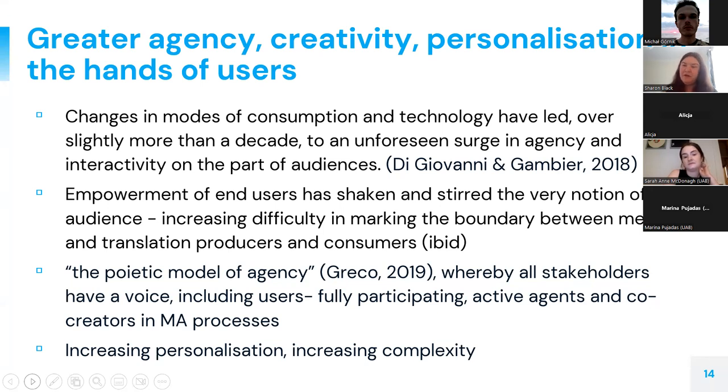Well, one of the reasons is that we've seen a change over time in recent years. Until recently, audiovisual translation studies and media accessibility studies focused on modes of consumption, on audiences passively consuming audiovisual content that's been made accessible. But in recent years, with changes in modes of consumption and technology, well, it says slightly more than a decade, but I think it's probably longer now. Times move quickly, but approximately, there's been an unforeseen surge in agency and interactivity on the part of audiences, as Di Giovanni and Gambier have pointed out.